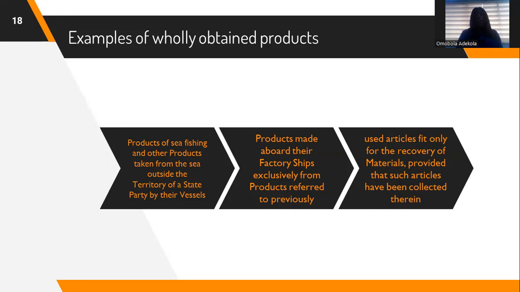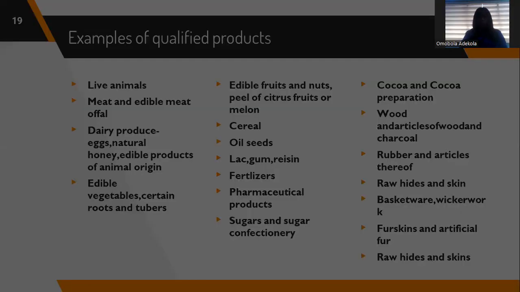We also have products made aboard the factory ships exclusively from products referred to here. So I'm referring to products of sea fishing. So the products made aboard the factory ships from products of sea fishing and other products taken from the sea. And we also have used articles fit only for the recovery of materials, provided that such articles have been collected in that state party. So used articles fit only for recovery of materials, provided they are collected whether in Nigeria, Ghana, Cameroon, Cote d'Ivoire, all the other countries. So AfCFTA member countries. That is what it's been referred to.